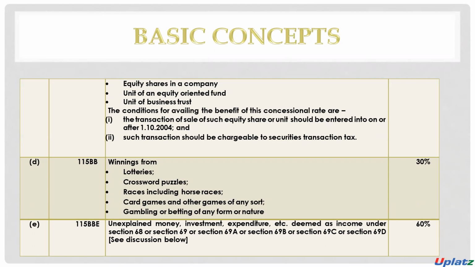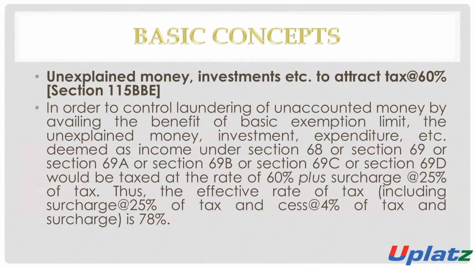Next is section 115BBE. If there is any unexplained money, unexplained expenditure, or unexplained investment, then it will be deemed to be income under section 68, 69, 69A, 69B, 69C and 69D, and it will be taxable at the rate of 60%. What is the meaning of unexplained money or investment? It will attract 60% of tax.